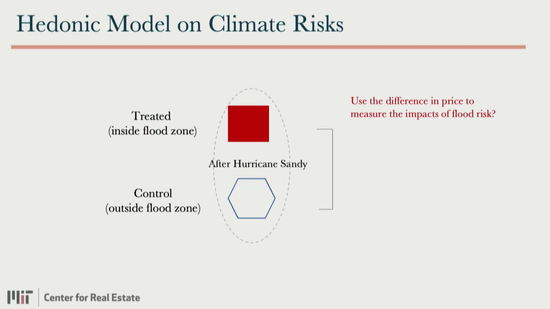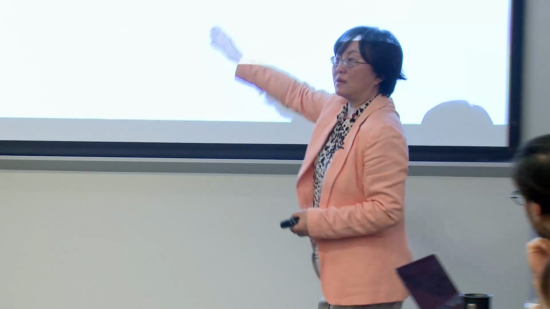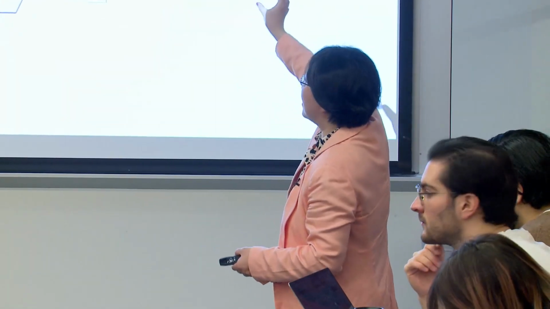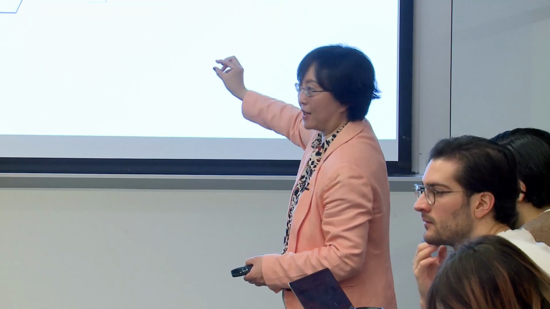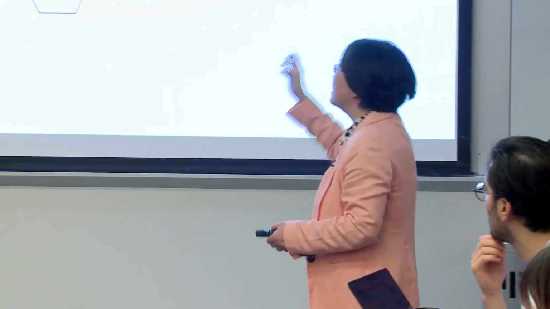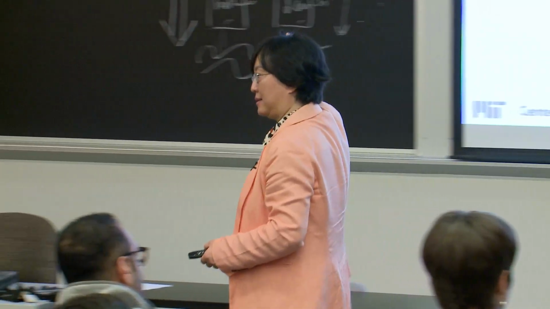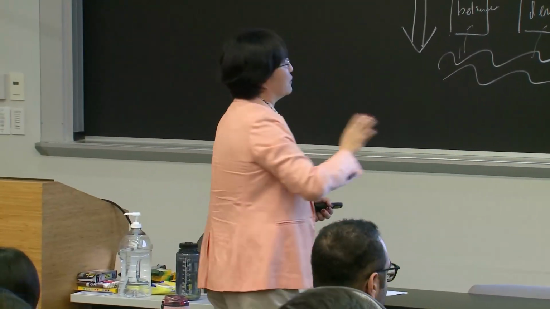Okay, now I'm gonna enter the boring, abstract part. So, hedonic model on climate risks. Take Hurricane Sandy, for example. A hurricane hits an area, a state or city. Then, of course, there's a flood zone and an area outside the flood zone. For now, we assume the flood zone is very accurately measured. Actually, it is not, but for now we assume this flood zone just gets flooded, and the other zones are not flooded.